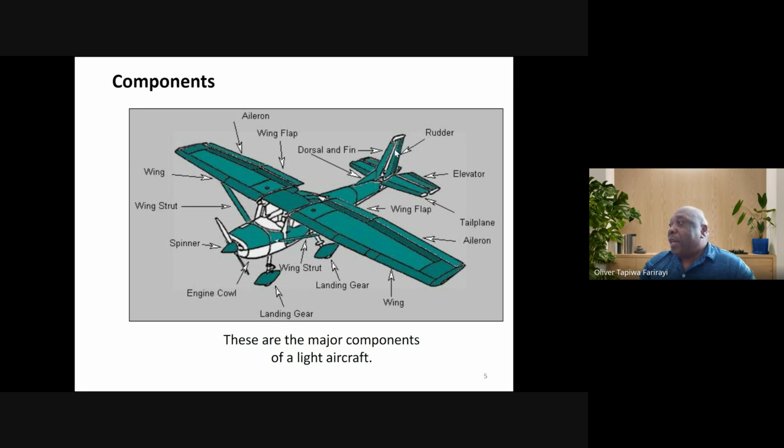Then you've got the rudder at the back here. Okay, this again is vertical. So the rudder is vertical, everything else is horizontal. Then from all the way to the end there, we've got the fuselage.